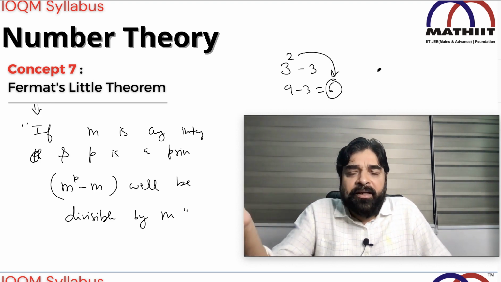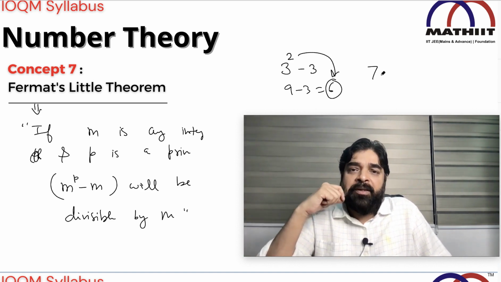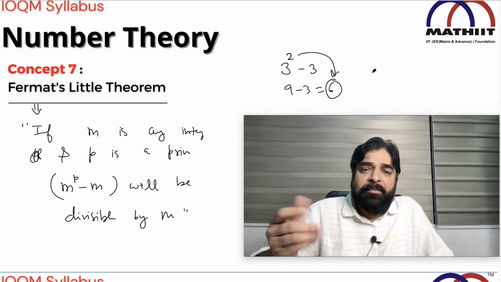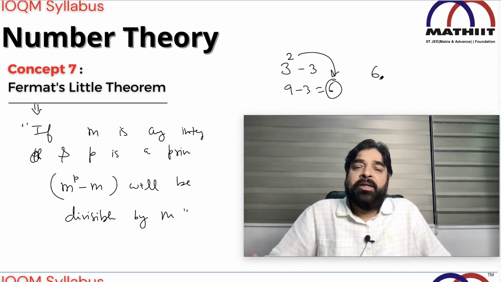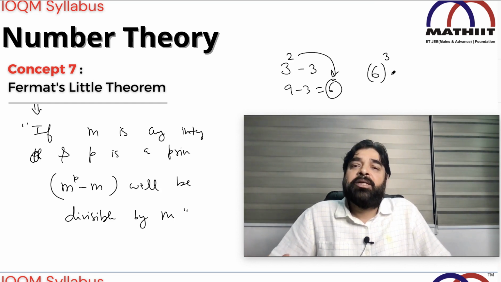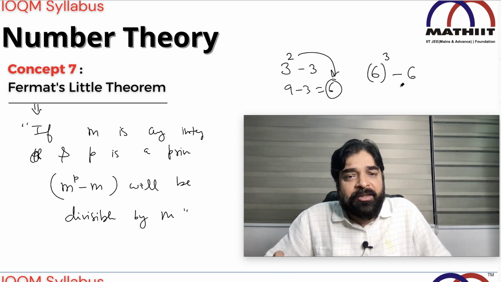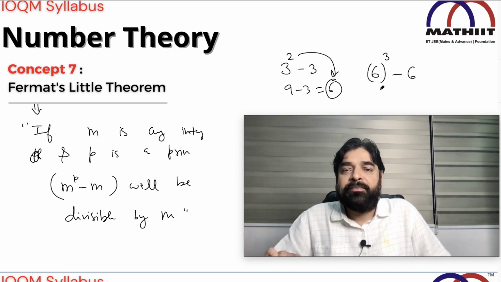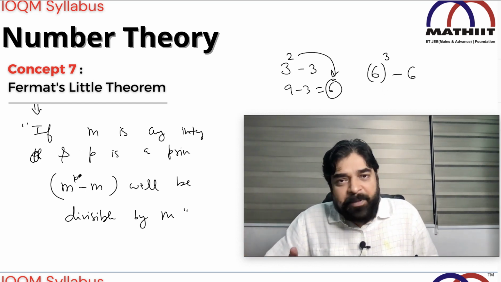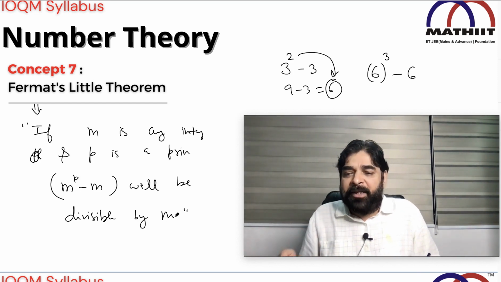You can take anything. Suppose I take some number, not 7. Let's take a non-prime, 6. I'm taking any prime, let's take prime 3 this time. 6 power 3 minus 6 will be divisible by 3, 100%. That's what it's saying. If P is a prime, then m power P minus m will 100% be divisible by P.